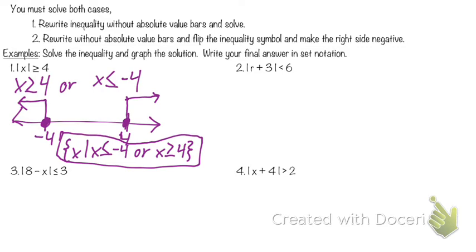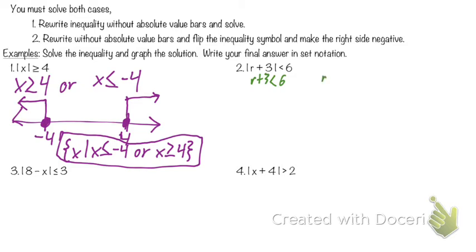All right. Number 2. The absolute value of r plus 3 is less than 6. We need to create 2 inequalities. Can somebody help me create the first one? Yes. R plus 3 is less than 6. Great. Can somebody help me create my second one? Courtney. R minus 3. Nope. R plus negative 3. I don't know.